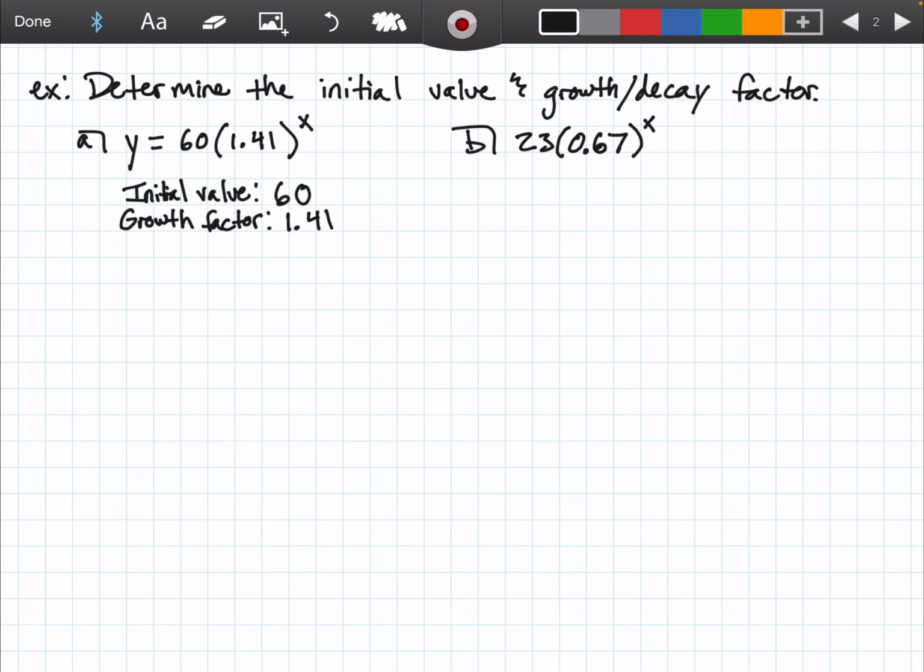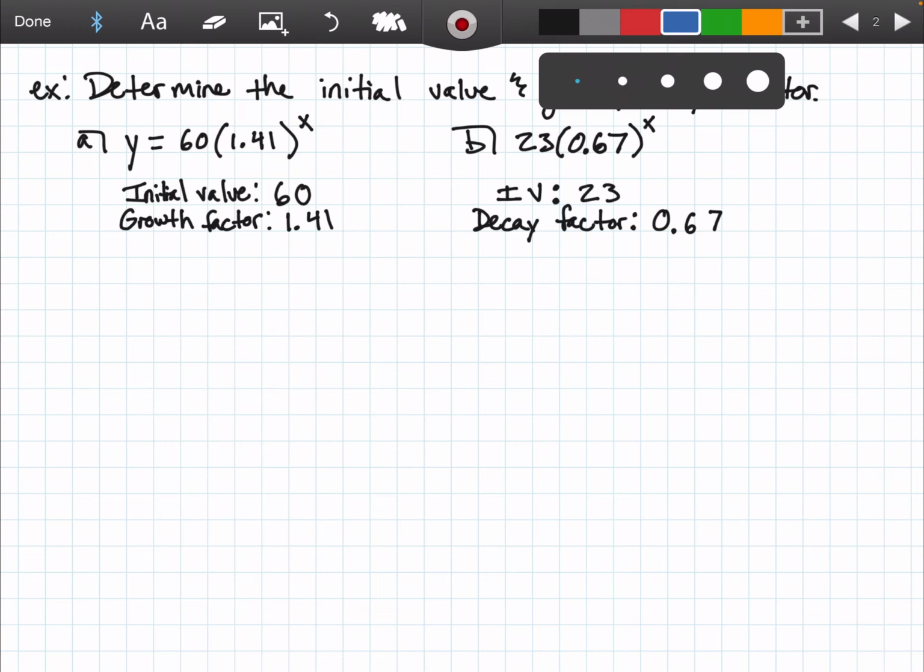Another example here, I'm going to abbreviate initial value with IV. It's 23. And this time, I'm going to have a decay factor because it's less than 1. And my decay factor is 0.67. Cool. Well, we also need to talk about the growth decay rate.